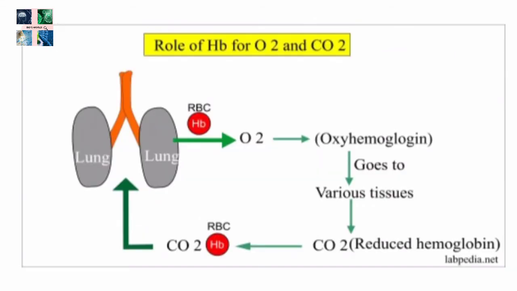So next is about the role of hemoglobin for oxygen and carbon dioxide. Hemoglobin serves as the main vehicle for the transportation of oxygen and carbon dioxide. It carries oxygen from the lungs to the tissues and carbon dioxide from the tissues to the lungs. Next, oxyhemoglobin is formed during physiological respiration when oxygen binds to the heme component of the protein hemoglobin in the RBC. This process occurs in the pulmonary capillaries adjacent to the alveoli of the lungs.